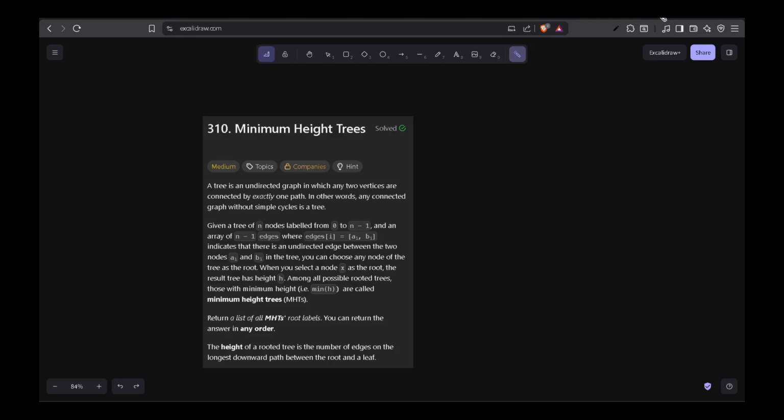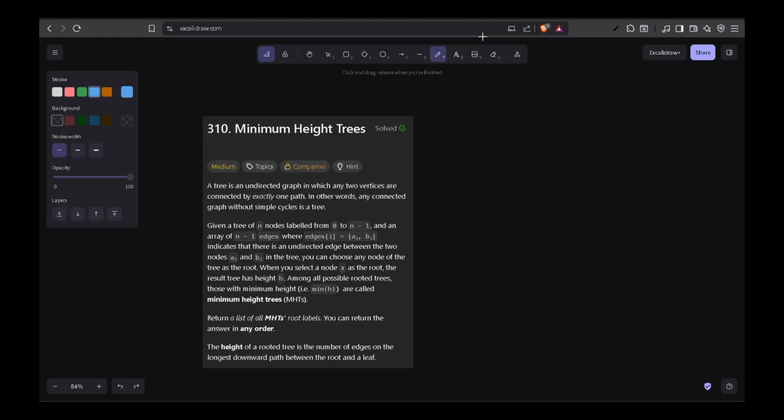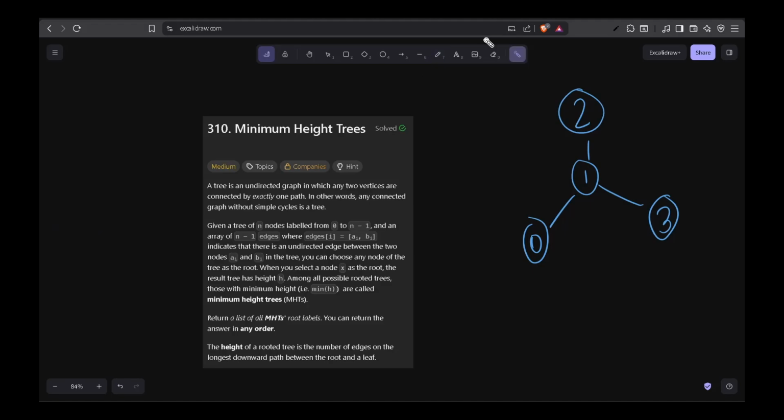We can choose any node of the tree as the root. So let's make a tree. Imagine 1 is here, 0 is here, 2 is here, and 3 is here. We will be using this same tree for the dry run as well and understanding the question. So this is a tree because there is no cycle here, and also the edges are undirected. So the question states that we can use any node as a root. So that means this can be the root, this can be the root, this can be the root, and this can be the root. Now what does being a root mean?